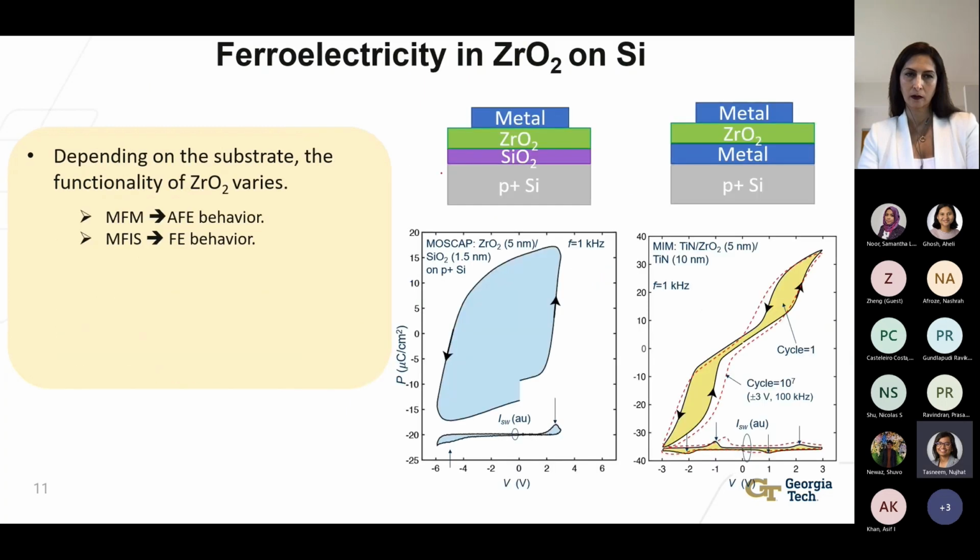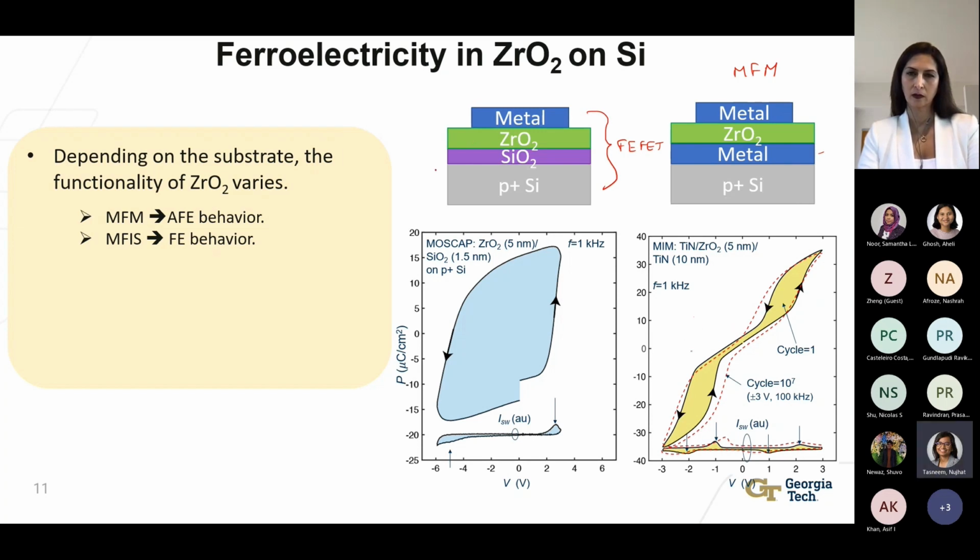So next, we focused our study on the MIS capacitor, which is the metal-insulator-silicon capacitor. So this is basically the gate stack of an FEFET. Now, we saw a very interesting property for zirconium oxide, which is that when this zirconium oxide is deposited on top of a metal in an MFM structure, it becomes antiferroelectric. It shows antiferroelectricity, which is this double hysteretic PV loop.